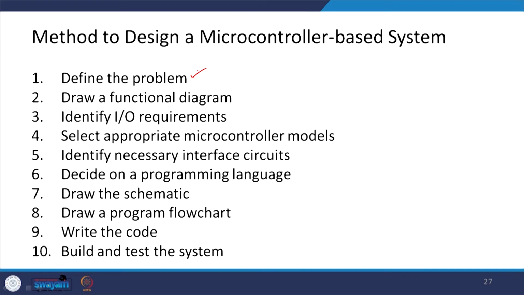First of all, you have to define the problem and then draw the functional diagram. Okay. After the functional diagram, you have to find out what your input output requirements are. Okay. And once input output requirements are there, select an appropriate microcontroller model, identify necessary interface circuit, decide on a programming language, draw the schematic, draw a program flow chart, write the code and then build and test the system. So, these 10 steps can summarize the design of a microcontroller based system.